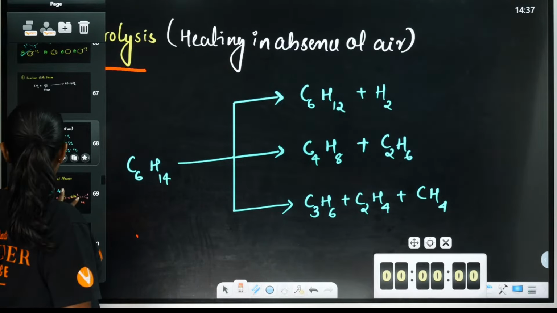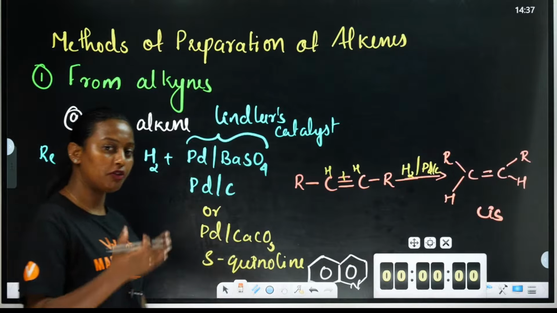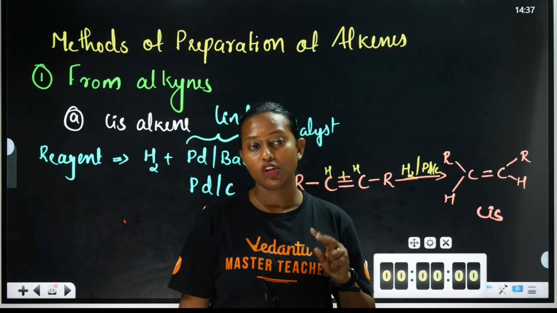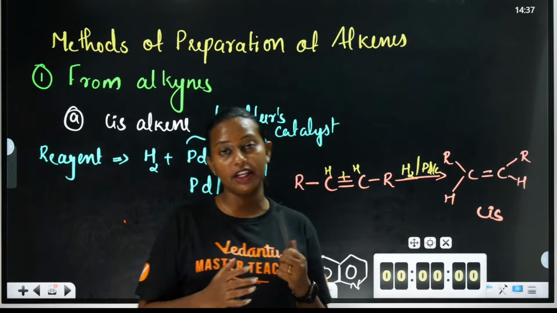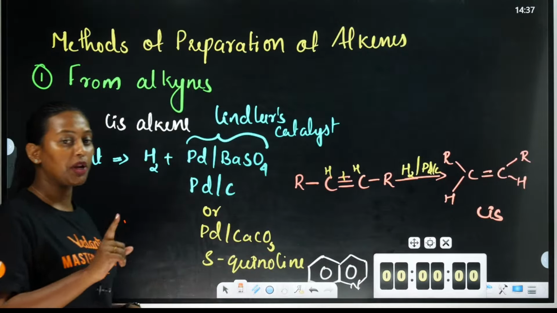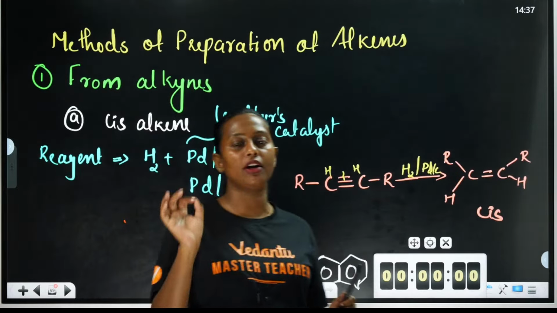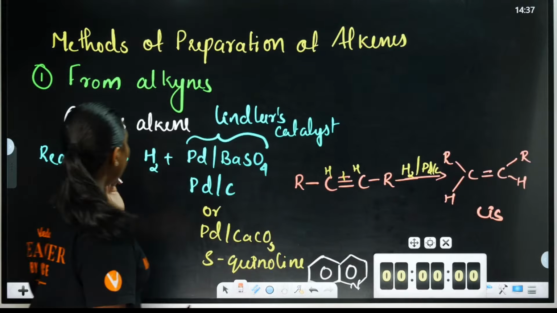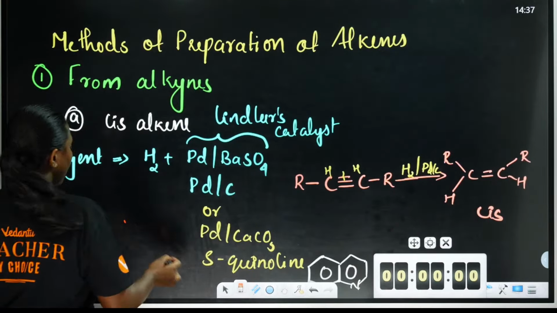Next, methods of preparation of alkenes. We finished alkanes, so now we are moving to alkenes. Alkene means it should contain a double bond. So the first preparation is from alkynes: from a triple bond we break one bond, so it forms a double bond.